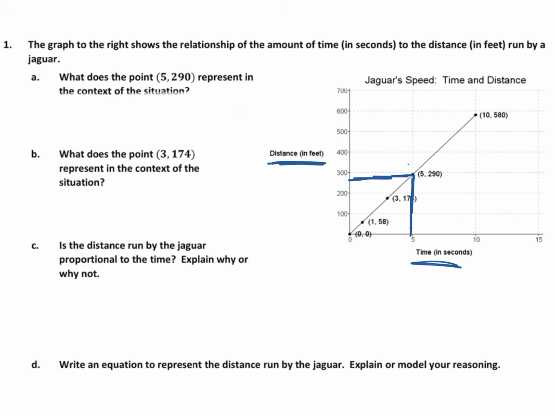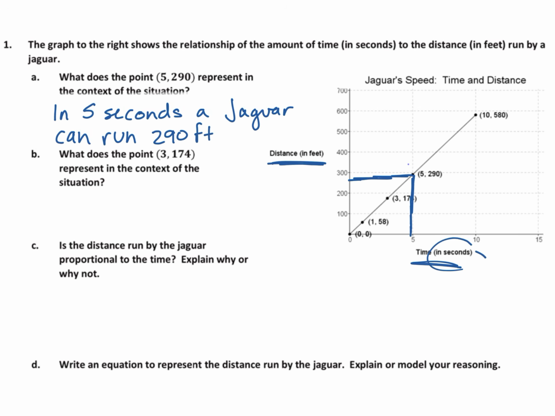So this means that in 5 seconds, a jaguar can run 290 feet. Don't forget the time is in seconds and the distance is in feet. So you have to be specific about what that point means.